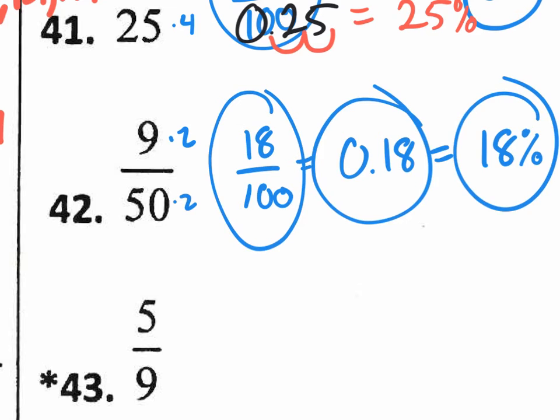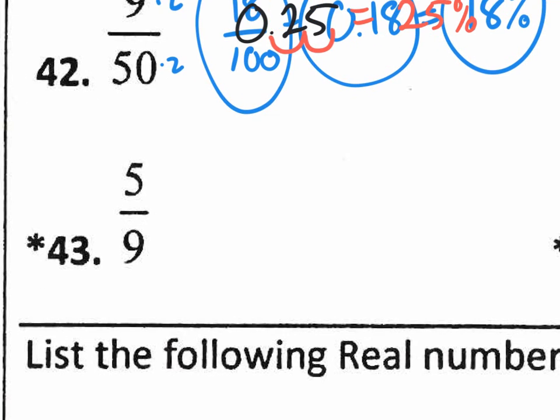Fraction, decimal, percent. 5/9. This one is where it gets weird, all right? It's a repeating decimal, exactly. Anybody know the repeating decimal? Put a line on top. Yeah, you put a line on top.